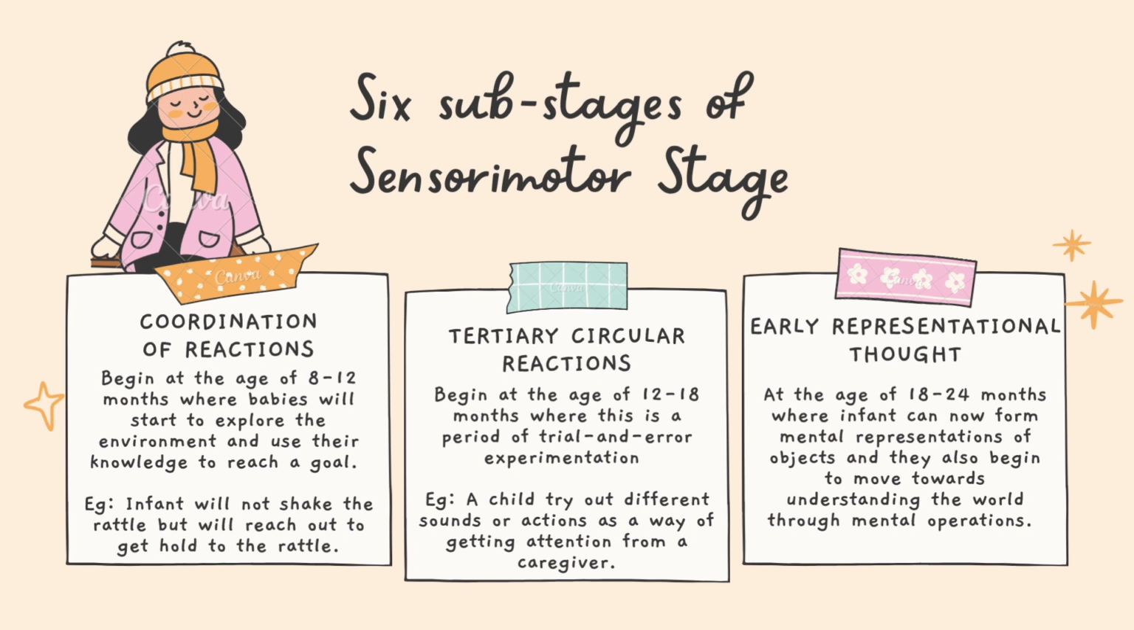Next is tertiary circular reactions, which begins at the age of 12 until 18 months, where this is a period of trial and error experimentation. Such as a baby trying out different sounds or actions as a way of getting attention from a caregiver. The last one is early representational thought, at the age of 18 until 24 months, where the infant can now form mental representations of objects, and they also begin to move towards understanding the world through mental operations. So now let's watch the video.